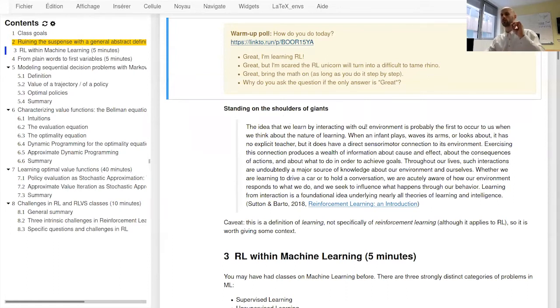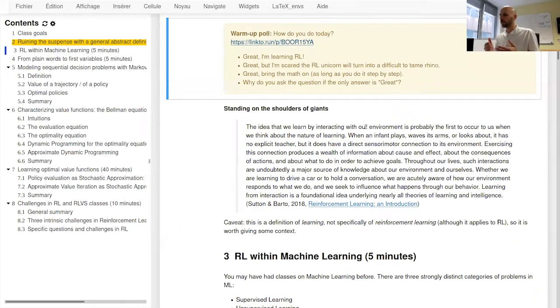And I would just like to stress that this is probably one of the best definitions we can give of learning in general, or at least artificial learning, machine learning. And I will also stress a small caveat here. This is a definition of learning, not specifically of reinforcement learning, although it does apply to reinforcement learning.